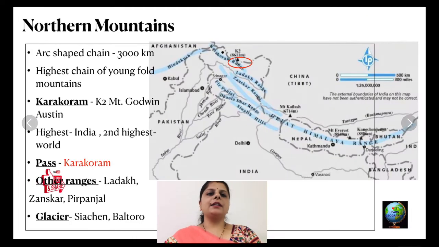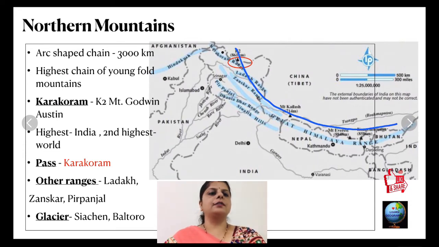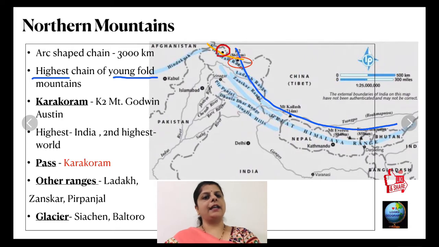Now, we can see in this image that the northern mountains are an arc-shaped chain stretching for about 3000 kilometers, and it is the highest chain of young fold mountains. Here in the Karakoram range, K2 or Mount Godwin Austen is the highest peak in India and second highest in the world.